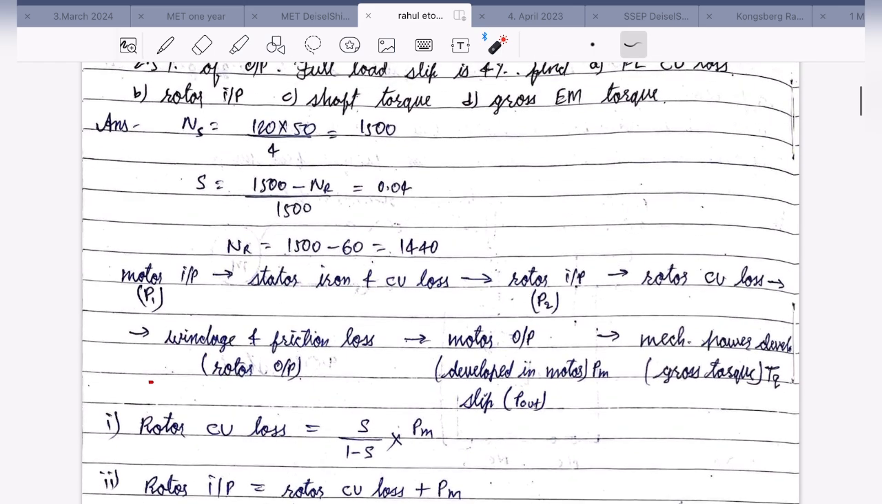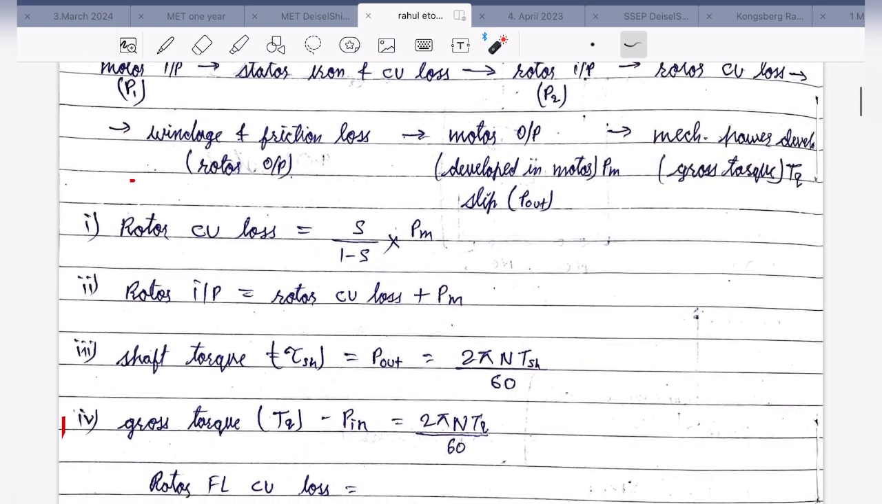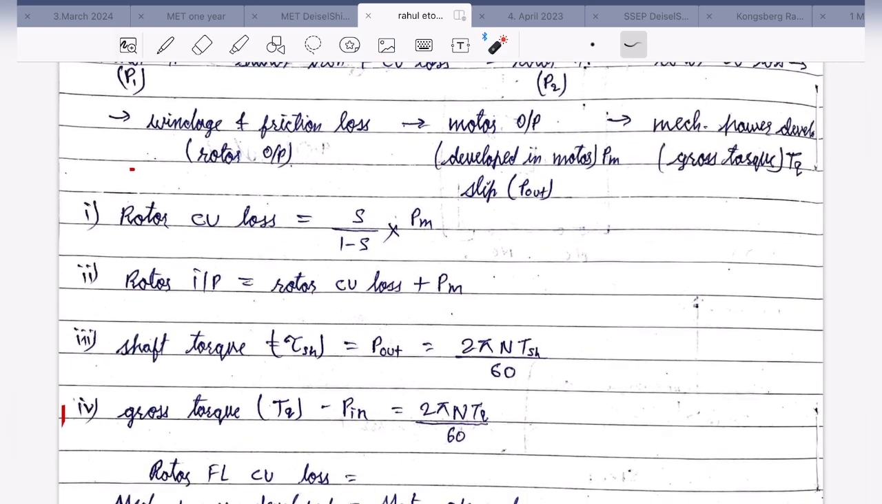Now see how the distribution of the power takes place, like how the power comes to input and what the losses are. First, input power is given to the stator. Then there is stator iron and copper loss. Then the power, that is motor input minus loss, goes to rotor input. Now there will be rotor copper loss and then windage and friction loss. Then what comes outside is motor output, and after everything, the mechanical power, that is the gross torque. So if you know a few formulas, this question will be very easy to solve.